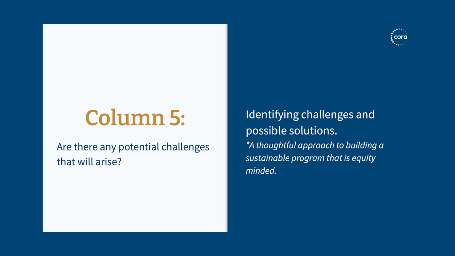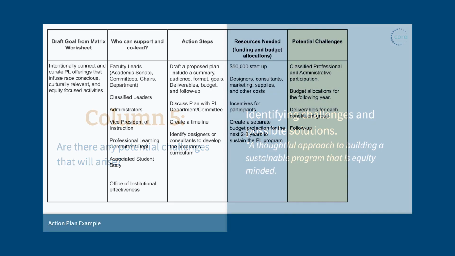And so just thinking about, if those challenges were to arise, what are some potential solutions that you can set in motion, or some contingency plans, so that if things arise, you don't have to completely stop your actionable steps, right? So you have a thoughtful approach to building a sustainable program that is equity minded. And so, thinking through some potential challenges that may arise, some contingencies that you can put in place if they arise, and then how you can continue to work towards achieving the goals that you've set. So how does that look?